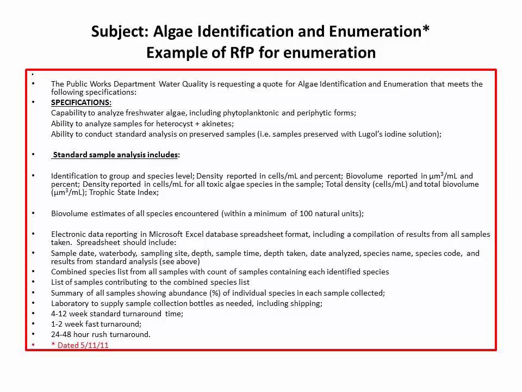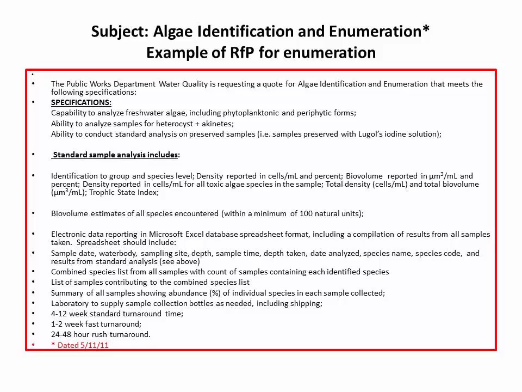And this is an extreme problem, but it's one that I encountered, and if you have to make these decisions, maybe you do too. This is an RFP for enumeration from the city of Salem in Oregon just a year or two ago, last year I guess. And this is what they put into their RFP saying they wanted the capability to analyze freshwater algae, phytoplankton and periphyton, analyzing samples for heterocysts and akinetes, and conducting standard analysis on preserved samples, and they're recommending Lugol's.